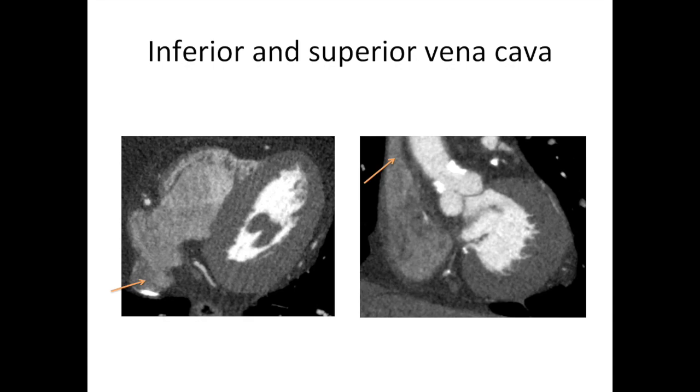And you can see on the axial image here, we've got the left ventricle, the right ventricle, the right atrium here, and this tube-like structure here is the inferior vena cava. And then on this image here, we've got the aorta and the left ventricle, the right atrium here, and coming down from the top, the superior vena cava.